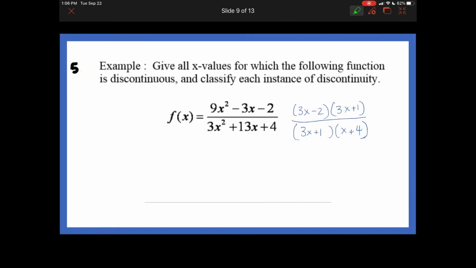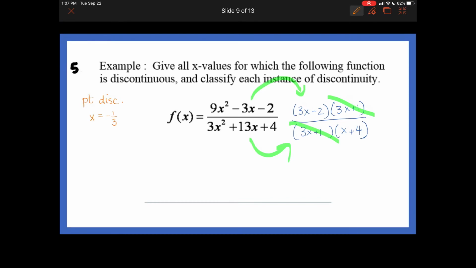If you looked at this example, and they're asking us to find all those values where this function is discontinuous and classify them at each point of discontinuity, I'm hoping that your first go-to would be, let's factor and see what happens. And when we do that, you'll notice those two terms cancel out. This is where we end up with point discontinuity, also known as removable. And so when I cancel out those common factors, there is point discontinuity when my x value is negative 1/3.